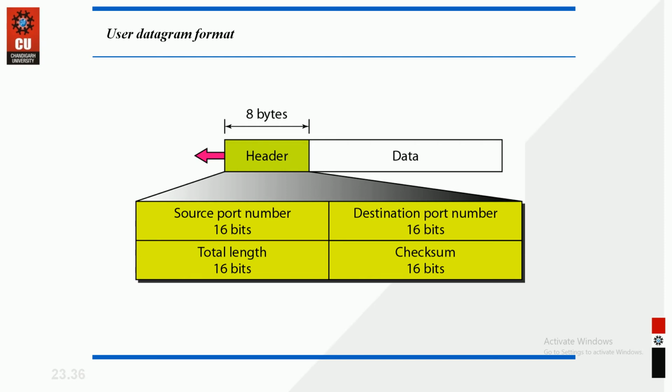Now we have two new terms, total length and checksum. How can we define the total length? Total length means the length of header plus data. Now this is 16-bit, which means the total length will support 2 raised to power 16.